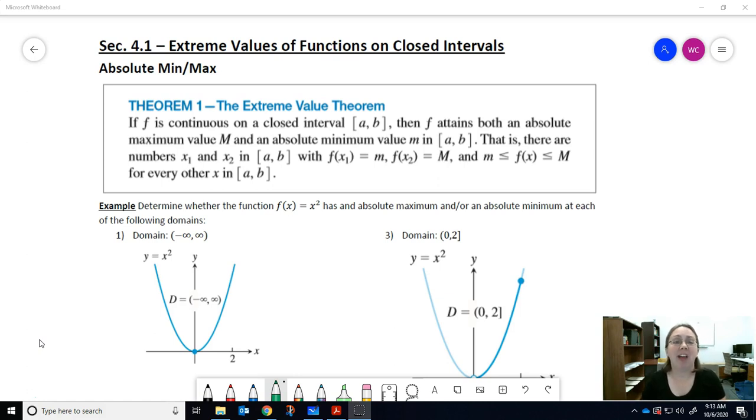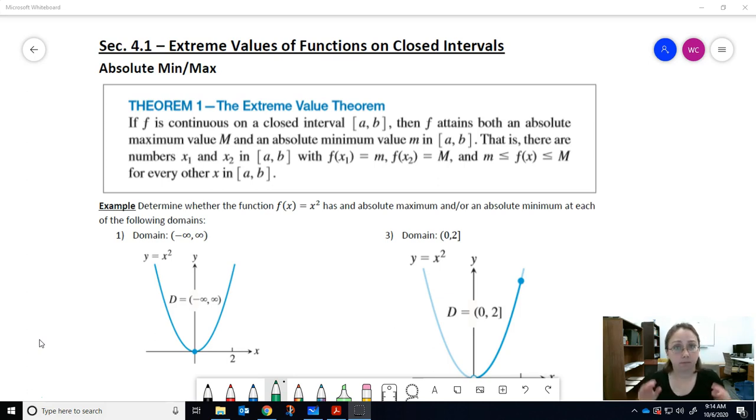So if f is continuous, what does continuous mean? You can trace the whole curve without picking up your pencil. On a closed interval from a to b. So that closed means the endpoints are included. So you have solid dots at the beginning and at the end. So if f is continuous on a closed interval, then f attains both an absolute max, we'll call it capital M, and an absolute min value, little m, in that closed interval.